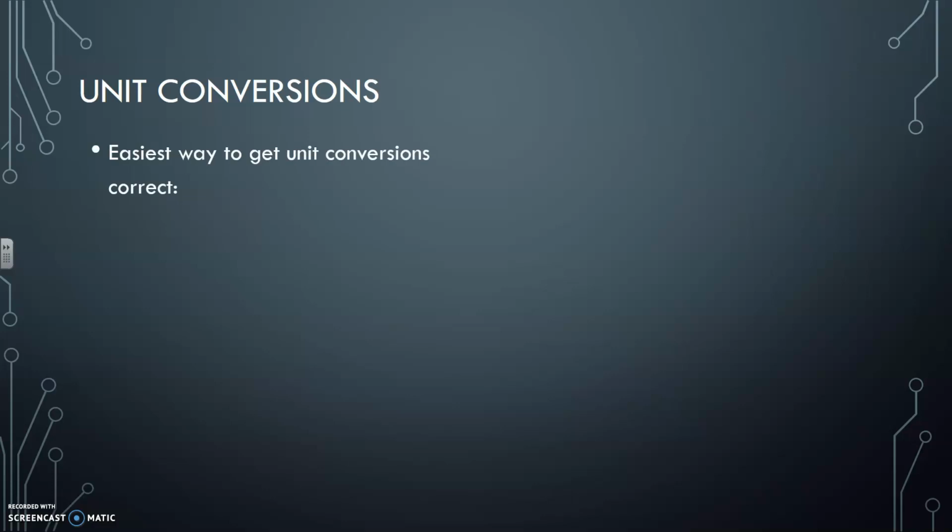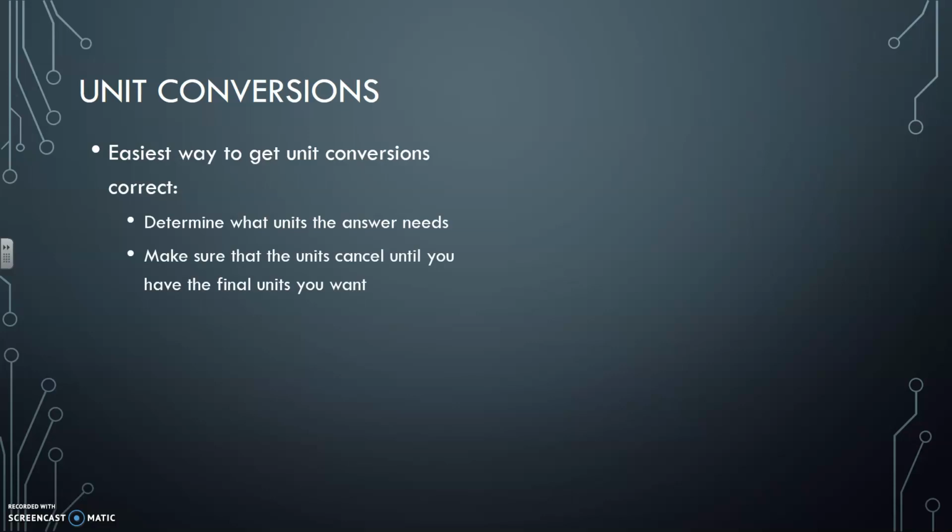But continuing with this, I always say that the easiest way to get your unit conversions correct is to determine what units the answer needs, figure out what units you have to begin with, and then line up your unit conversion factors until all of your units cancel till you get the final units that you need for your answer. So if numbers confuse you, I find that the easiest way to do unit conversions is just to ignore the numbers at first. Only focus on the units and line the units up so that they will cancel.